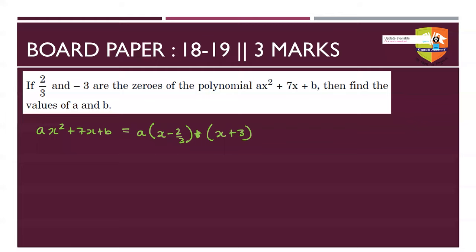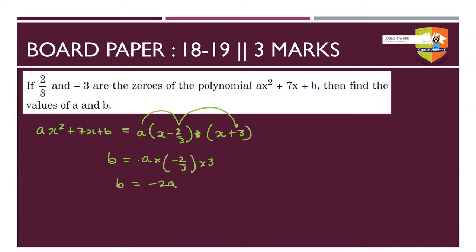So did you adopt this method or how did you do? Again, constant B here will be equal to A times minus 2 by 3 times 3. So A times minus 2 by 3 times 3 will be the constant term when you expand it. B by A, C by A root. Okay, fair enough. So B is equal to minus 2A.